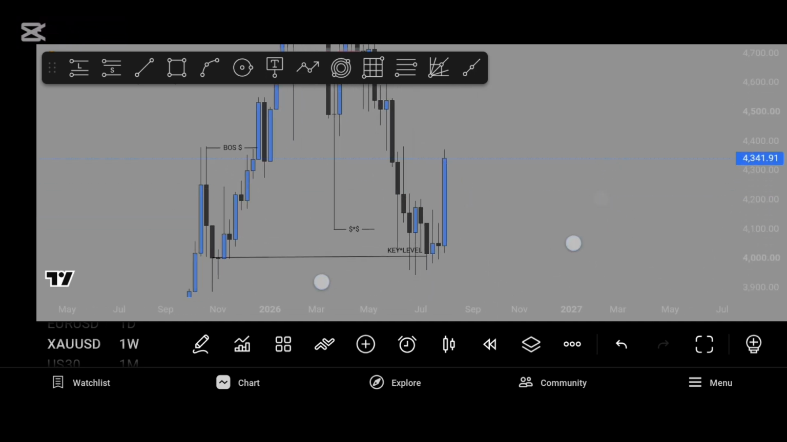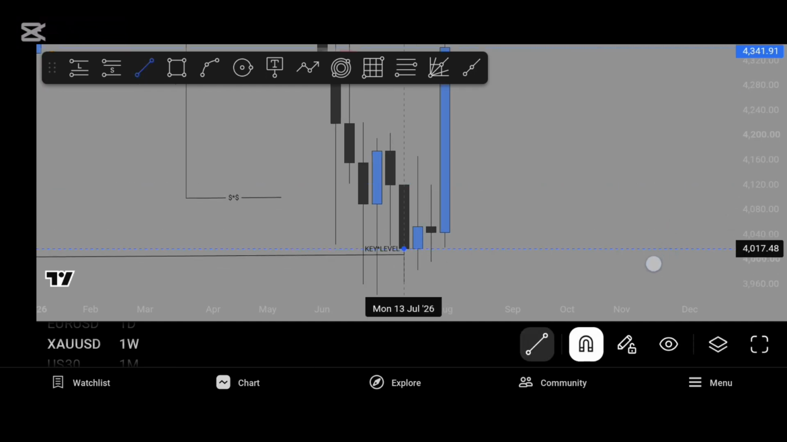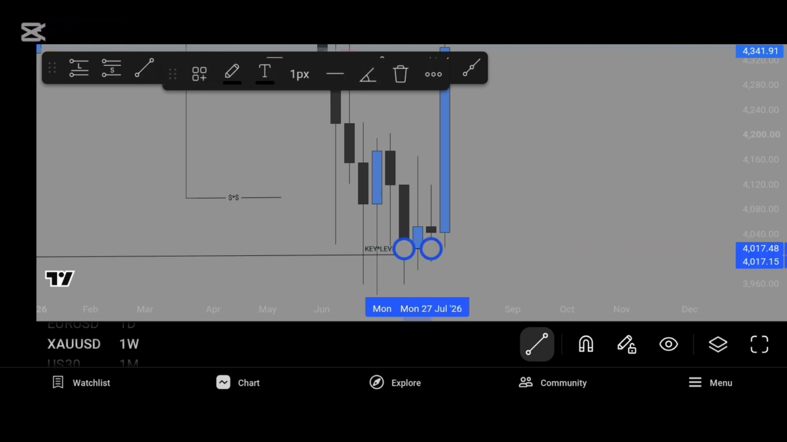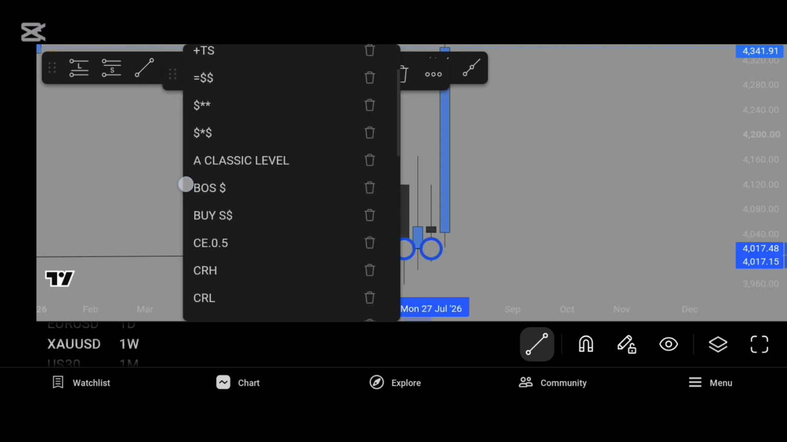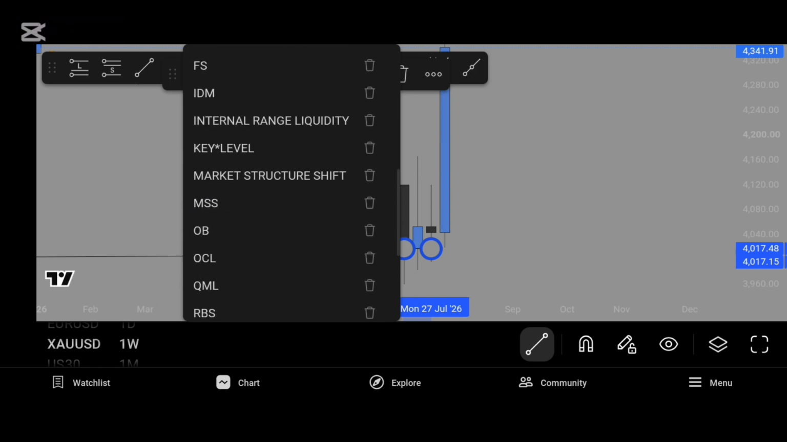And what also made me buy gold is because of this zone. The weekly candle rejected a V classic level, which has a good impact in the market. It means a strong move is coming in, and we call that zone a key level or V classic level. But let's put it to be a key level.